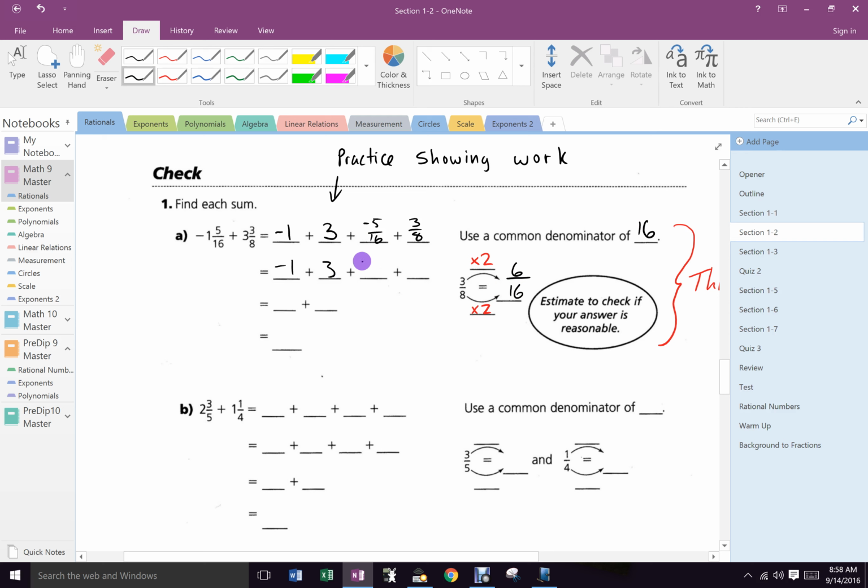So now I come back to here. Negative 1 plus 3. Negative 5 over 16. And now I have a new number. 6 over 16. What's negative 1 plus 3? Positive 2. What's negative 5 plus 6? Positive 1, over 16. Then I have 2 and 1 over 16. Can everybody add mixed numerals now? Of course it's a little. We're only practicing a little bit, right? Okay, now do the next one.